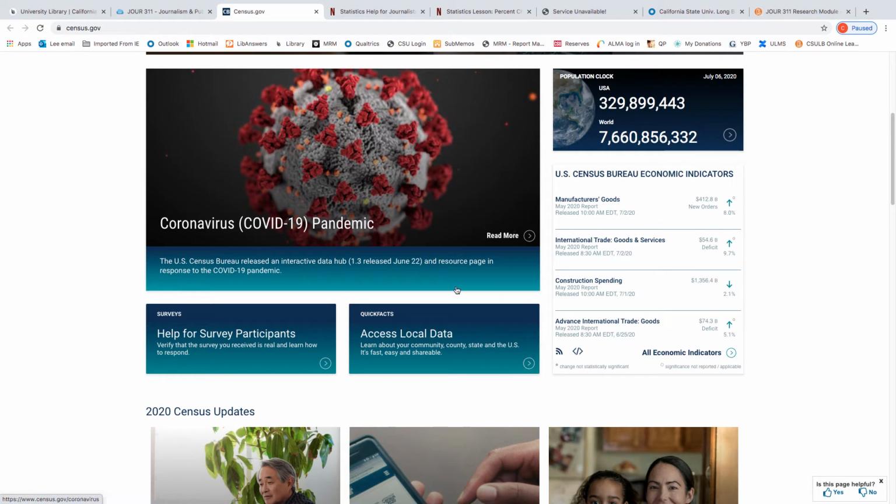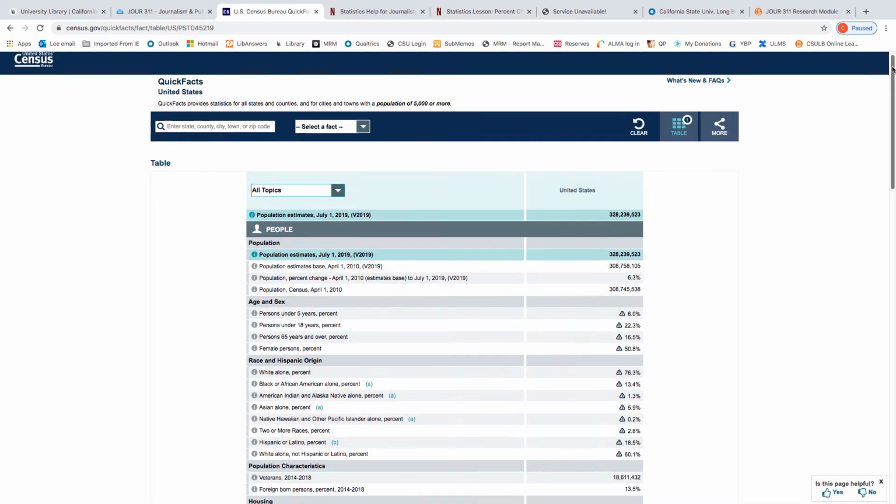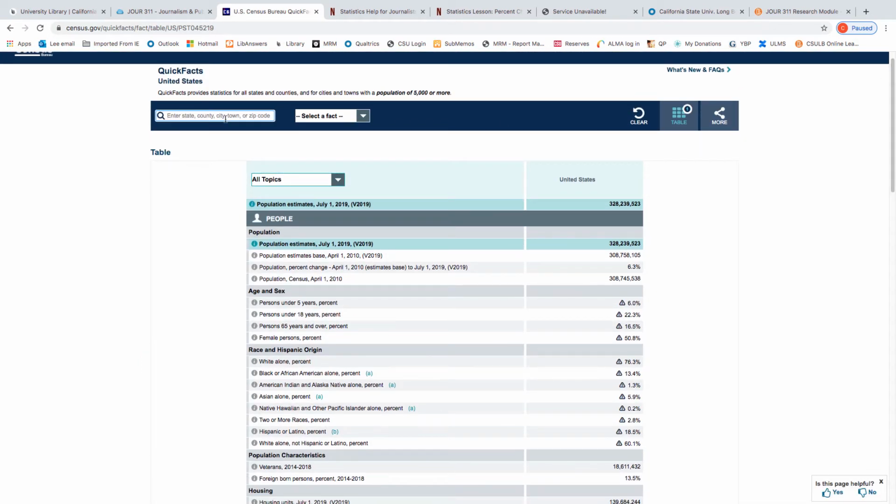And here on the census website, the place that you can go, the census has more data than probably any other source in the United States. But here is where you go just for the quick facts on the demographics of a community. And it's a fairly straightforward website. You go up here, and you type in the name of your state, city, county, or town, or the zip code.